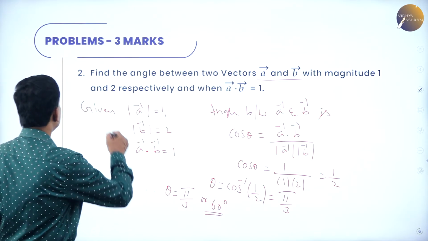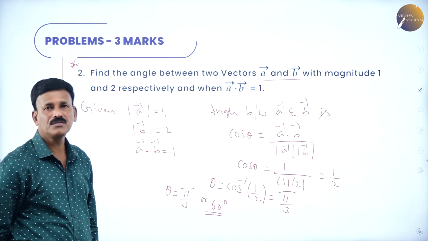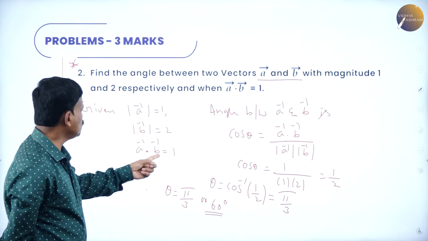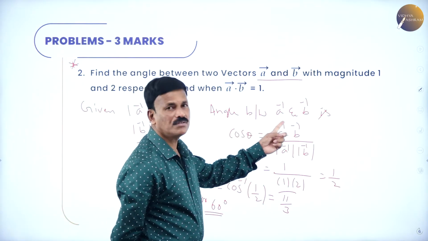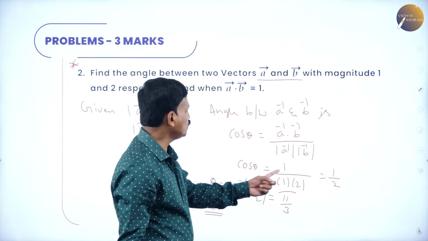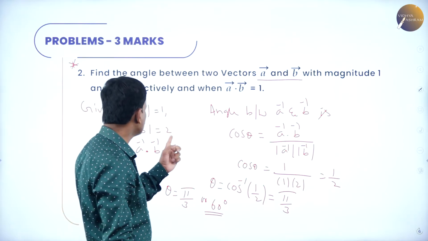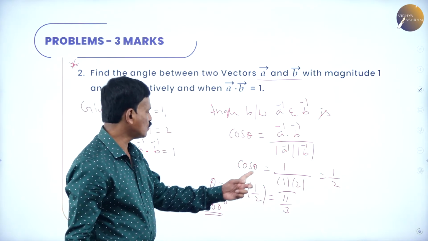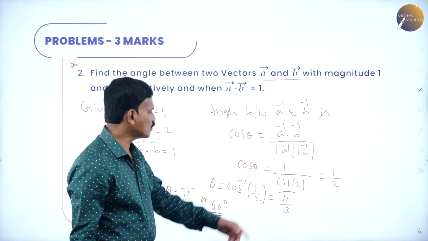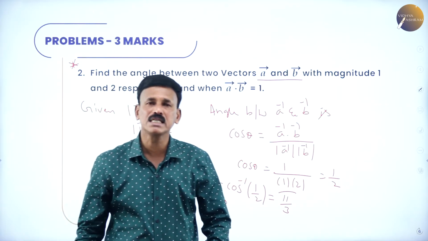This is also very important for 3 marks. Straight away they have given A dot B, length of A and length of B. Length of A is 1, length of B is 2, and A dot B is equal to 1. The angle of intersection between the vectors is given by cos theta is equal to A dot B divided by length of A into length of B, which is 1 divided by 1 into 2, that is 2. Cos theta is equal to 1 by 2. Therefore, theta is equal to cos inverse of 1 by 2, which is pi by 3 radians, or it is also equal to 60 degrees.